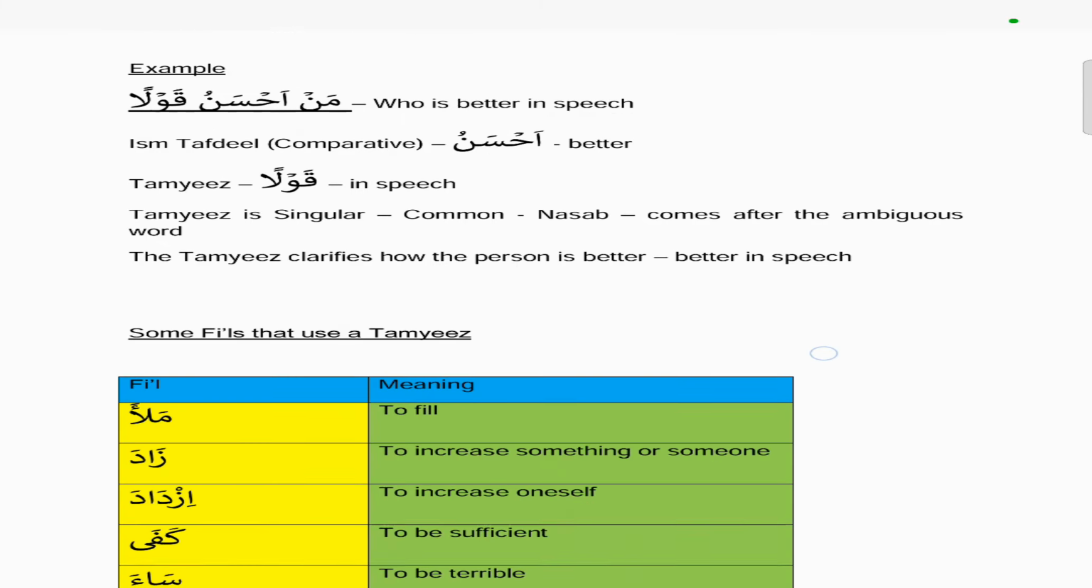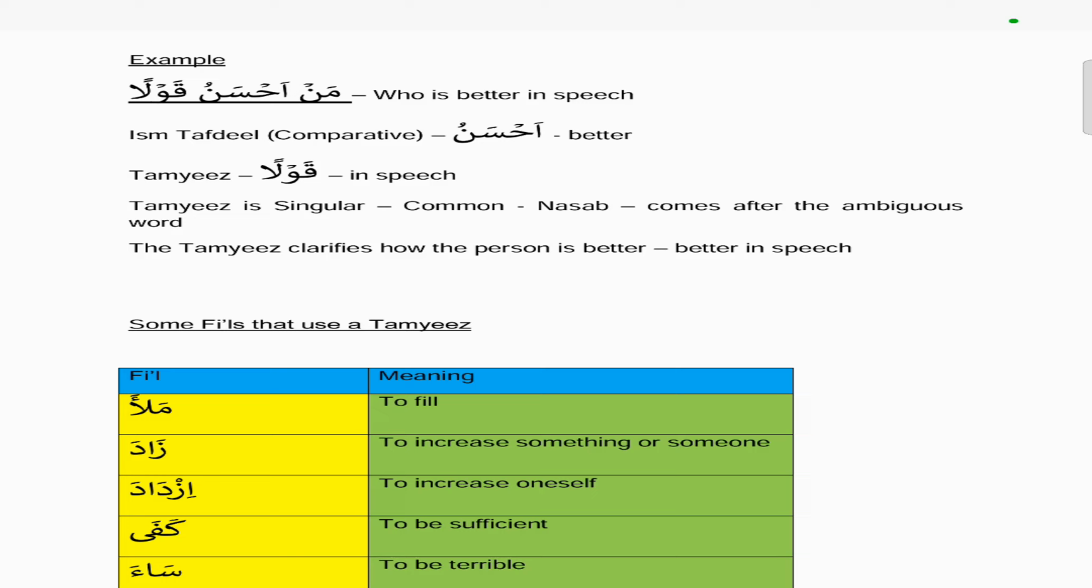An example would be Man a'sanu qawlan, who is better in speech. The ism tafdil is a'sanu, which means better, and the tamyiz is qawlan, in speech. If you look at the tamyiz, it's singular, common, and nasab. So it follows the rules of the tamyiz, and it comes after the ambiguous word, the ambiguous word being the ism tafdil, the comparative a'sanu. The tamyiz clarifies how the person is better: in speech.